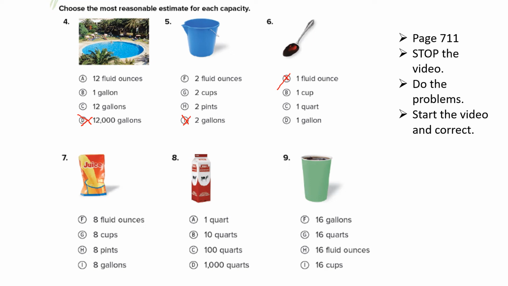The little juice pouch there, probably 8 fluid ounces. There's no way there's 8 cups in there. That looks like number 8, a quart of milk. And number 9 looks like a glass of soda. I think the best answer is 16 fluid ounces.